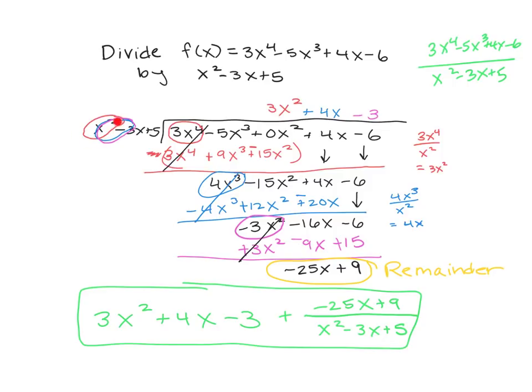And then we see that x squared would not have multiplied into negative 25x. And that's how we know we've gotten to our remainder. Our remainder is always going to go above, in the numerator, above what we were dividing by. And that's our answer.